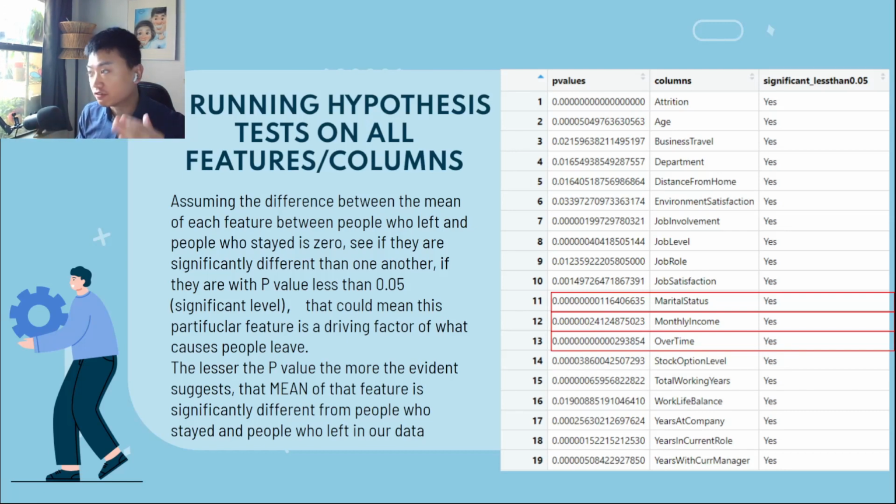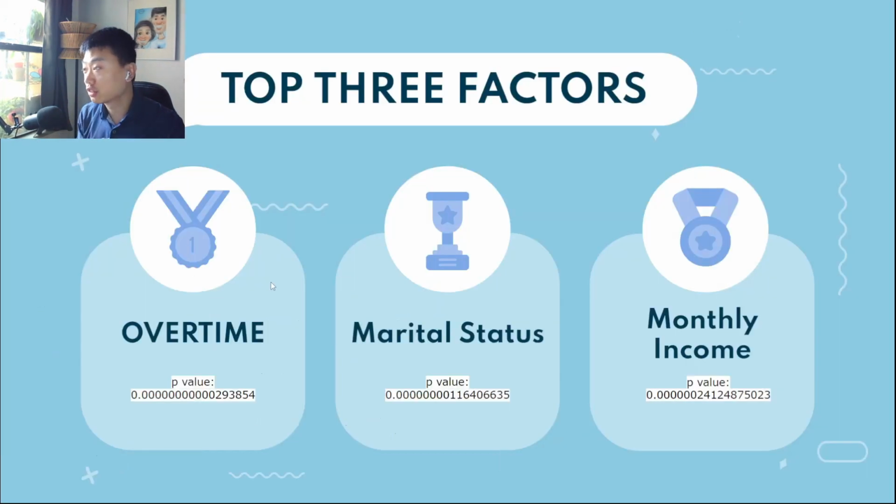Then we can infer that those features and factors are the driving force of attrition. The top 3 factors with the lowest p-values that we identified are marital status, monthly income, and overtime. Those 3 factors are what we chose to be the top 3 factors driving attrition.